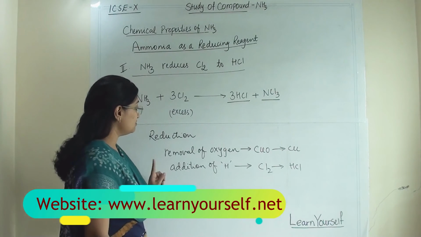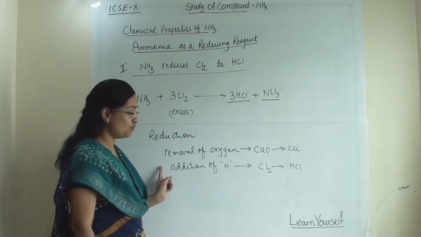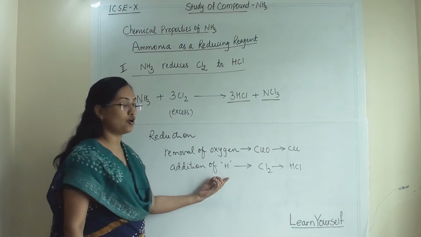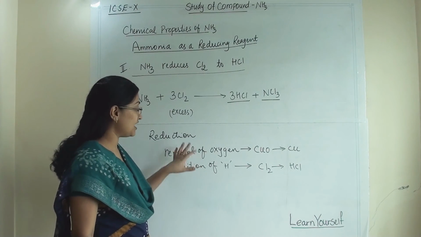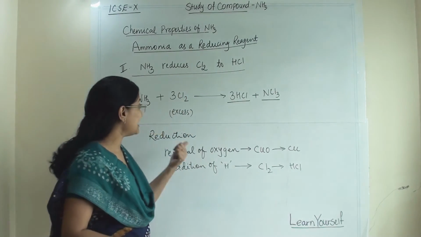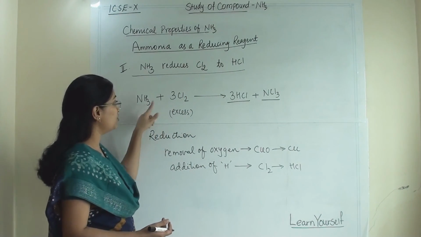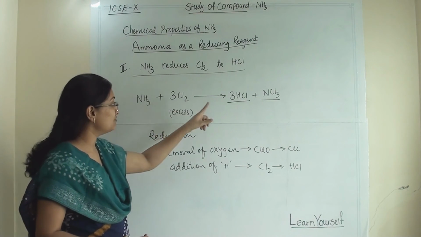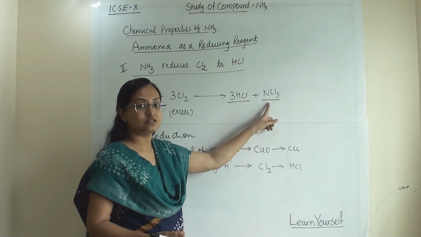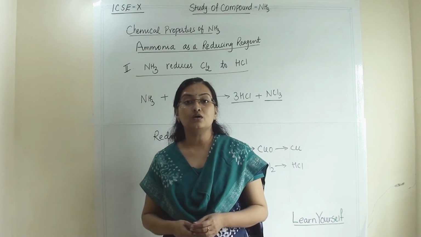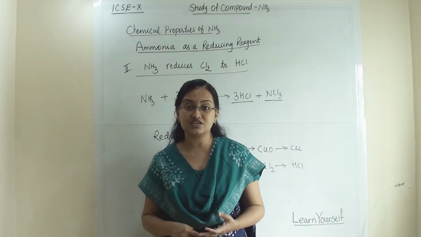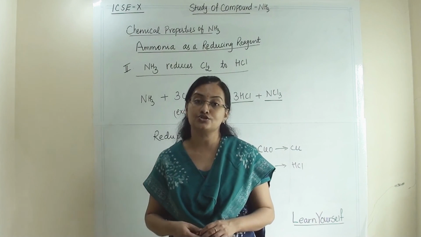So we can understand reduction in two ways: one is removal of oxygen and the other is addition of hydrogen. Both types of reaction are considered reduction reactions. The second type is happening here: when ammonia reacts with chlorine, we get hydrogen chloride gas and nitrogen trichloride as a side product. So this is all about chemical properties of ammonia. We have seen the basic nature of ammonia, ammonia as a reducing reagent, and catalytic oxidation of ammonia.